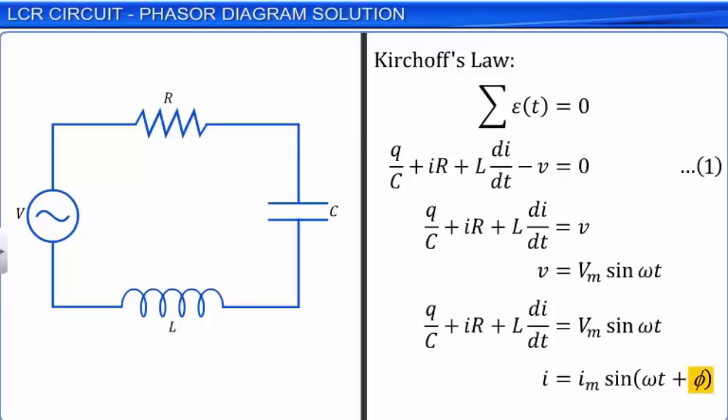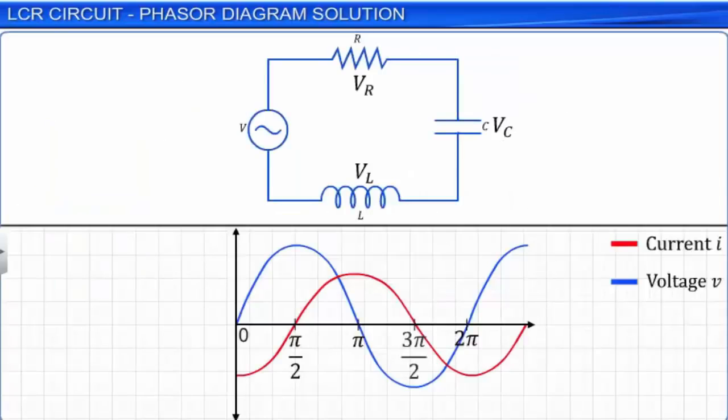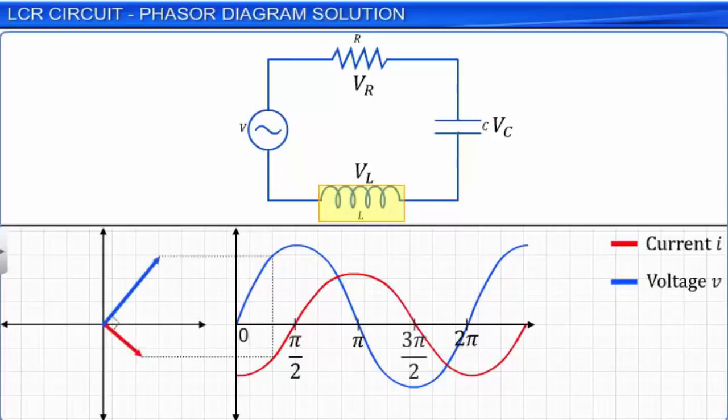Now we will use the phasor approach to find the expression for the instantaneous current I. Let the instantaneous voltages or potential differences across the three circuit components be VL for the inductor, VR for the resistor, and VC for the capacitor. We know that the voltage in the inductor leads the current in the circuit in phase by pi by 2 in a pure inductive circuit. The phasor diagram for the inductor shows the phase relation between V and I in the inductor.